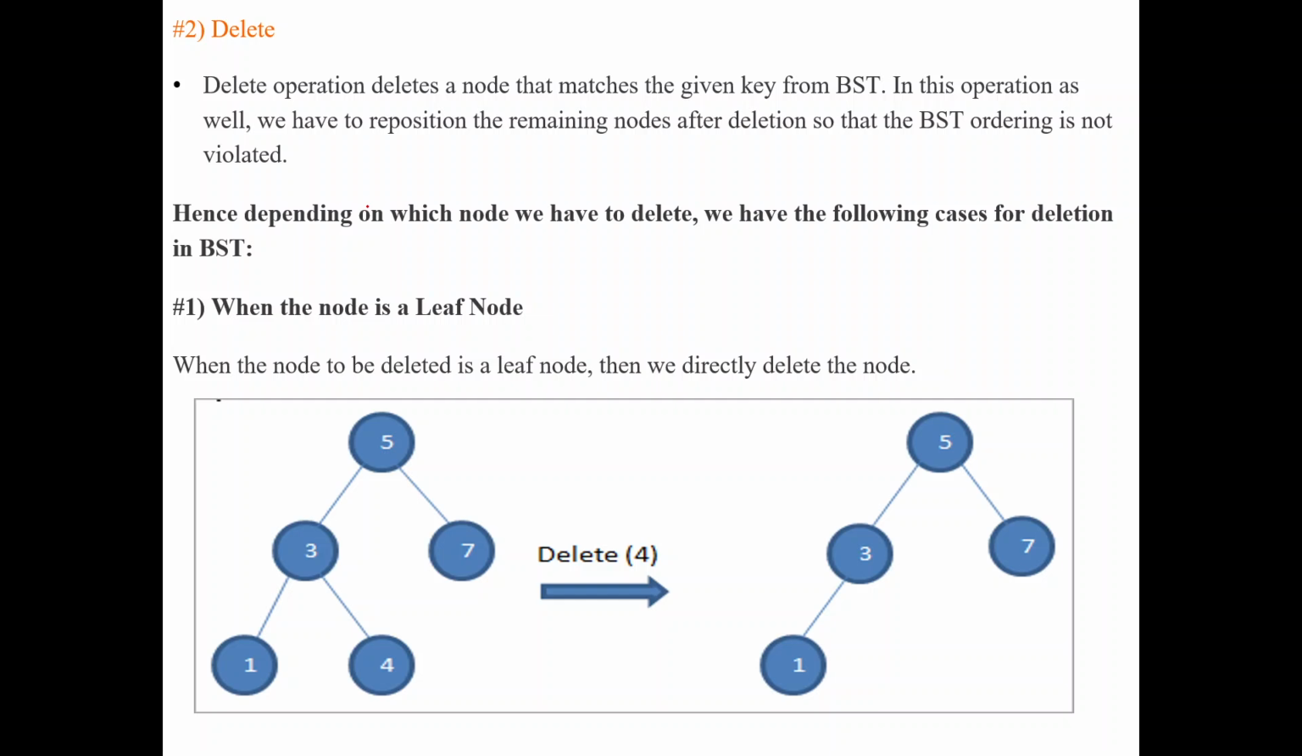Next one is delete. Deletion has three cases. If I have a leaf node to be deleted, then it is very easy. I don't have to do anything, I'll just delete the node. In this binary tree, I'm deleting 4. This is a leaf node, so it is not going to make any changes to my tree, so it is very easy to delete.